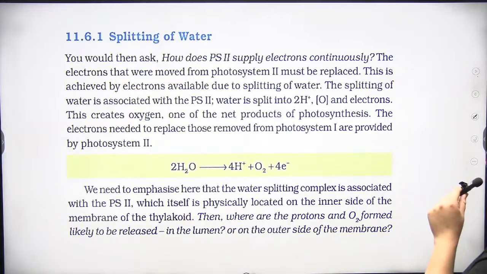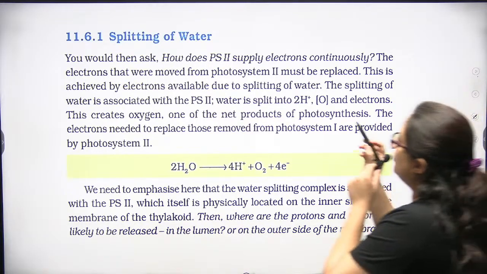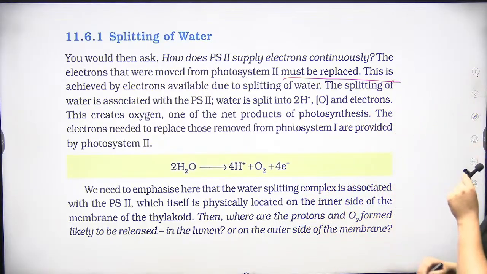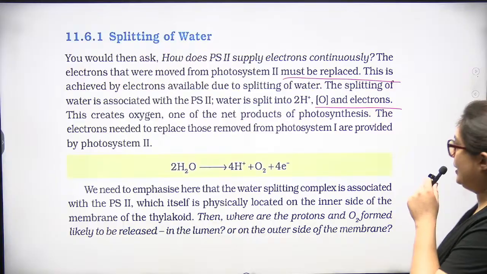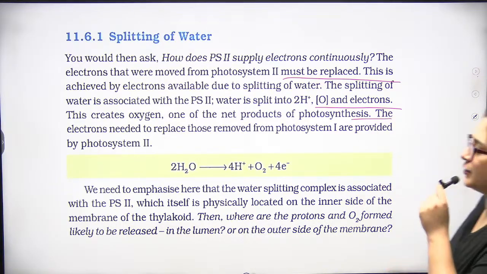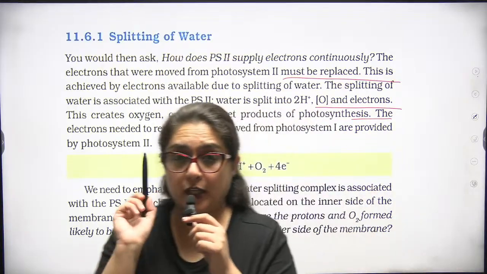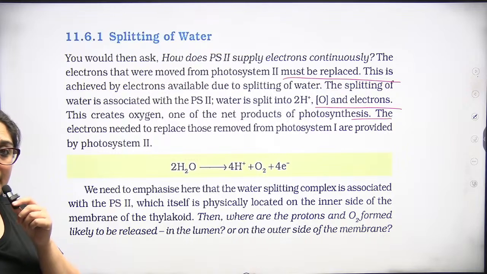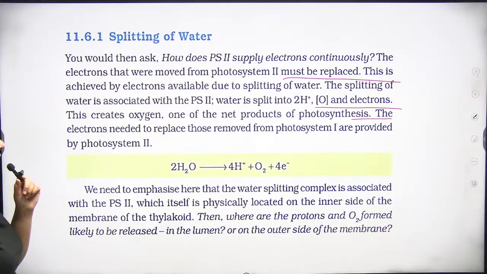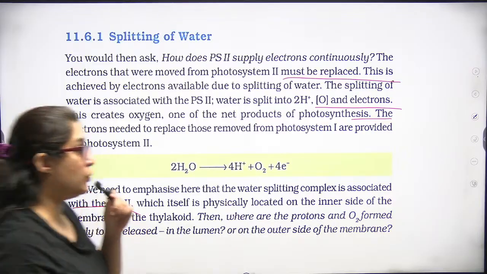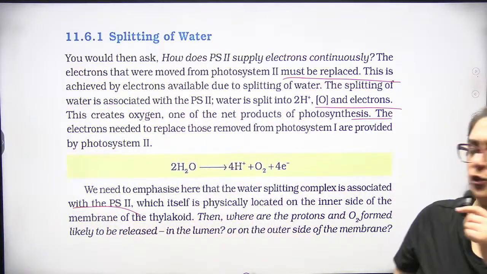You would then ask, how does PS2 continue to supply electrons? The electrons that were moved from PS2 must be replaced. The splitting of water is associated with PS2: water splits into oxygen and electrons. This creates oxygen, one of the net products of photosynthesis. The net product of photosynthesis is oxygen, which should be released to maintain the gaseous cycle. We need to emphasize here that the water splitting complex is associated with PS2.